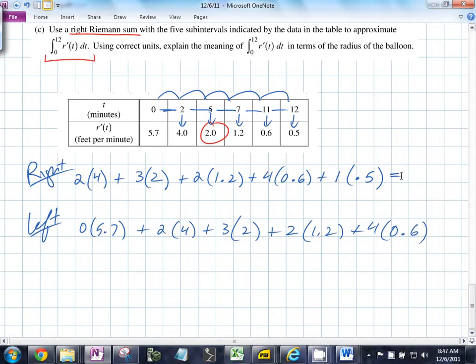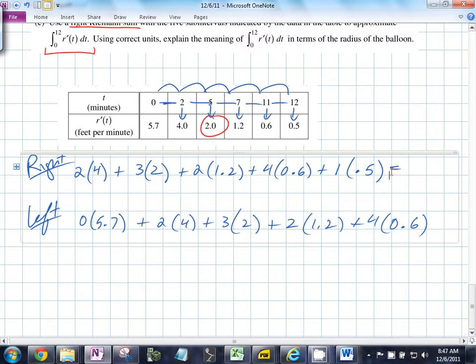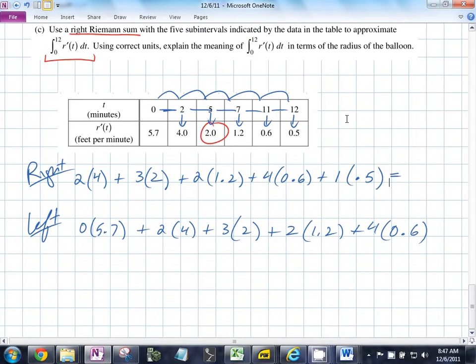What notation can we read that in? You want to read what the question asks. It says, indicated by the sum, to approximate. Using correct units, explain what it means in terms of the radius of the balloon. So you add it all up. If you add the rate of change of the radius, what units is that in? Feet per minute, right? R prime of t is in feet per minute.